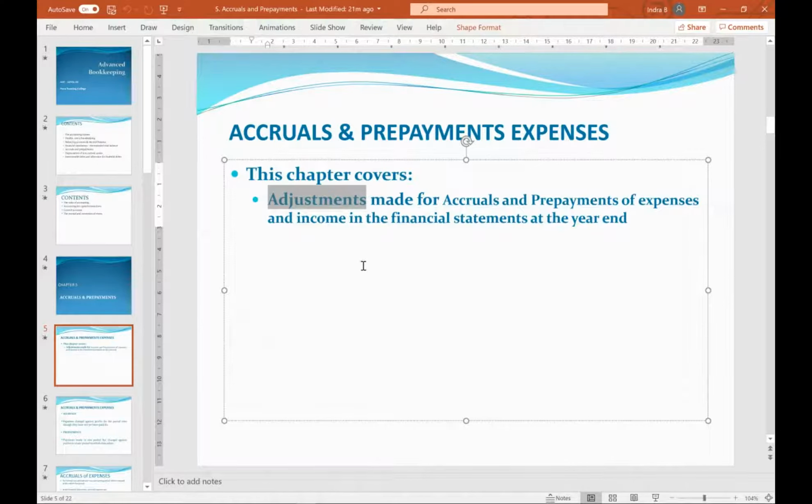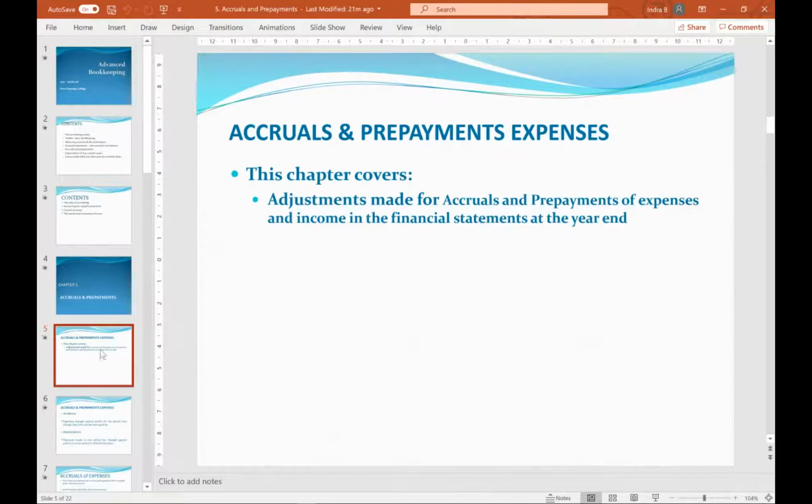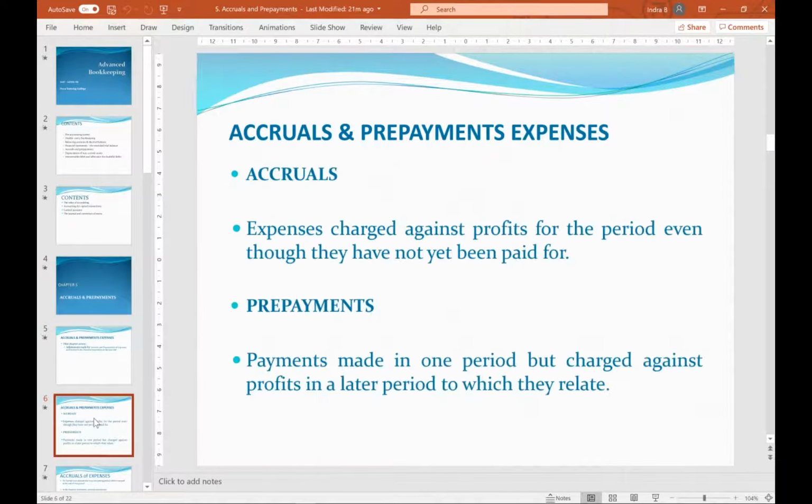Last week, we learned the adjustment about the stock, closing stock. And today we are going to do the second adjustment, for accruals and prepayment. So if these words sound new to you, I'll explain. Okay. So what is accrual?